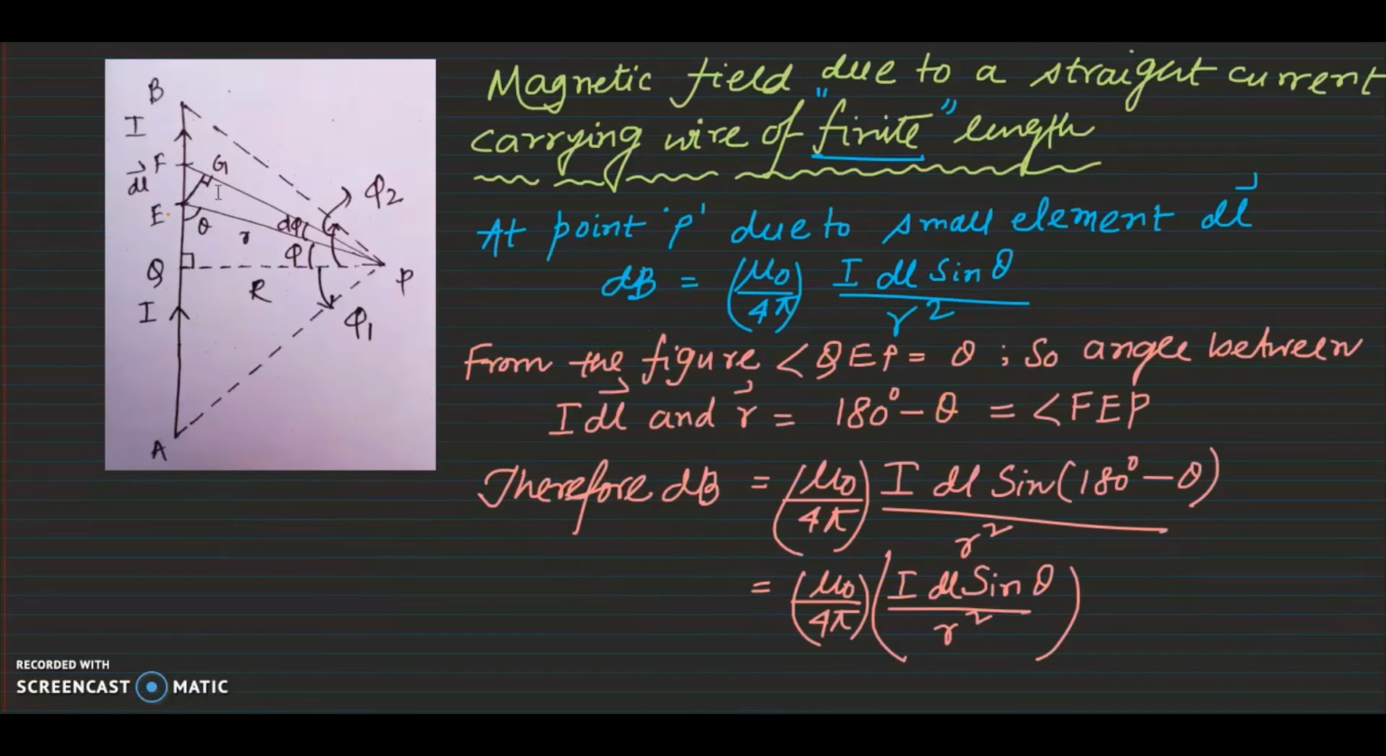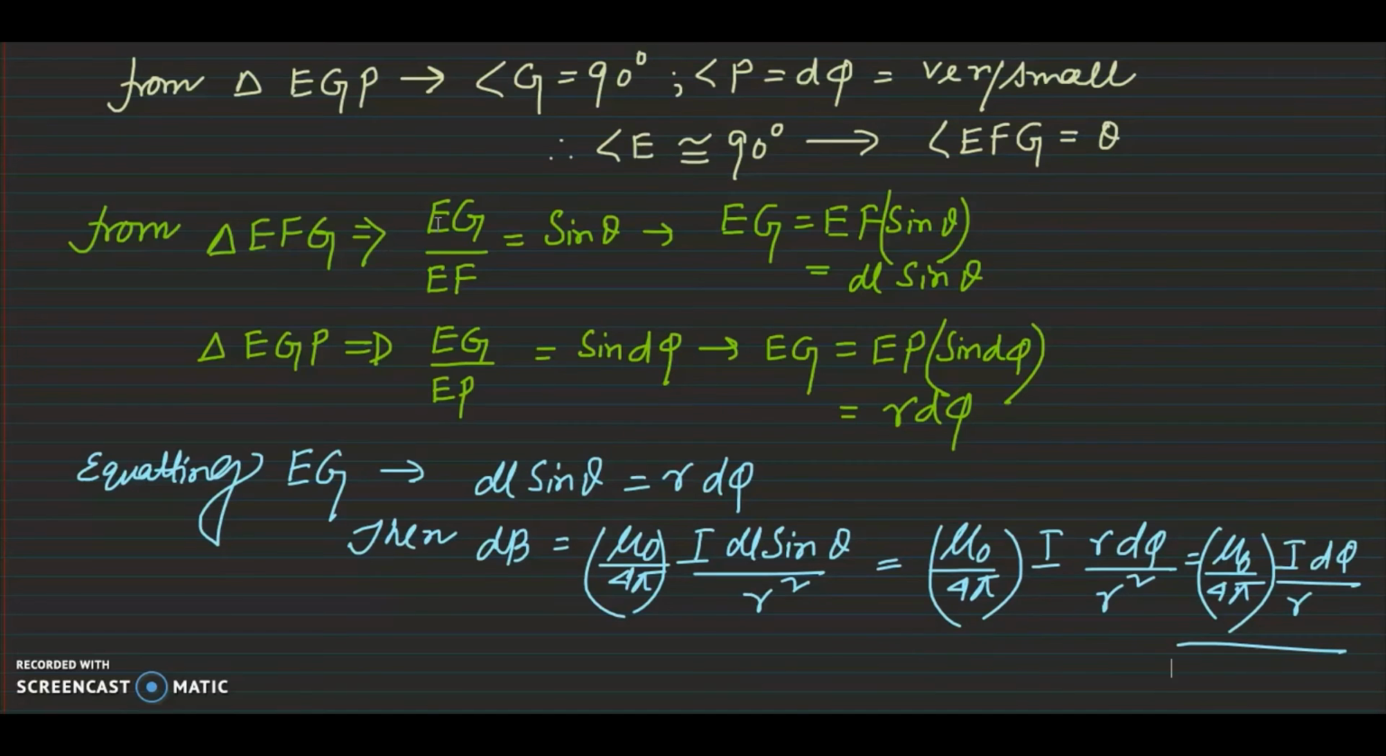In triangle EGP, this angle is 90 degrees, this is theta, and this is d phi. So what it becomes is EG by EF is equal to sine theta. So EG is equal to EF sine theta. EF is equal to DL, so it means DL sine theta.